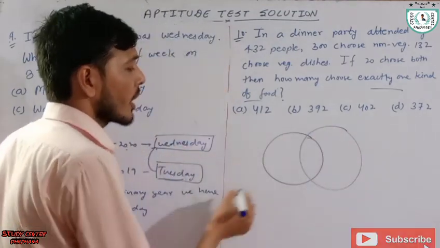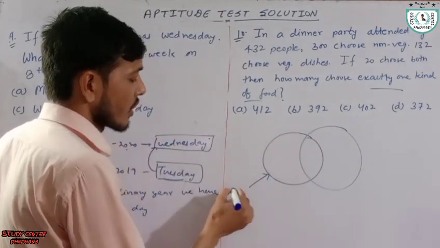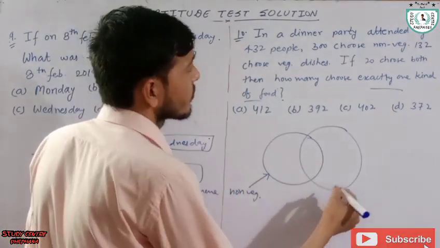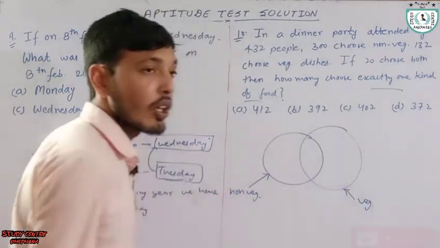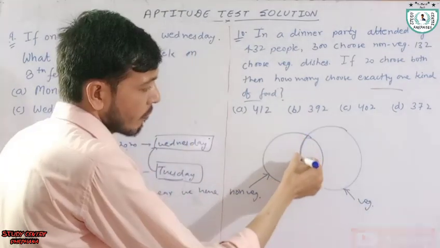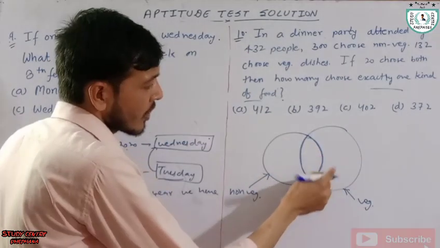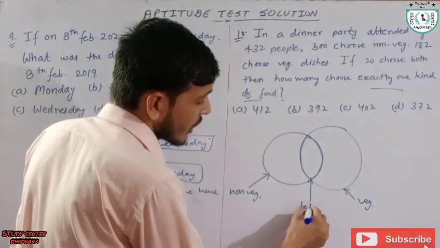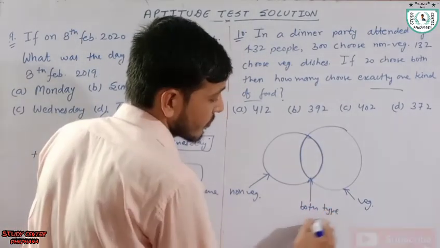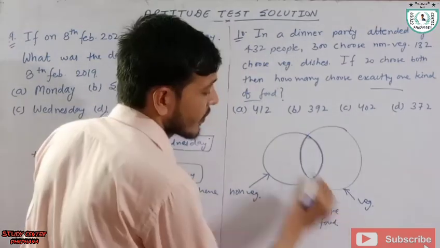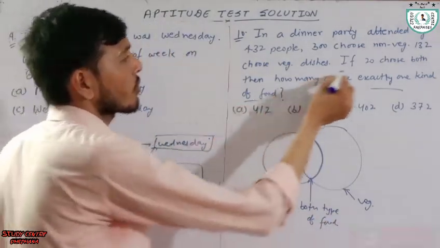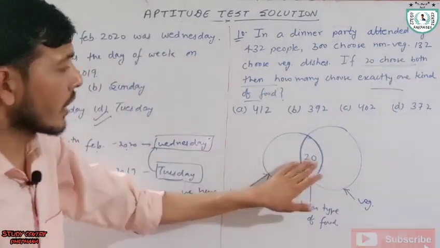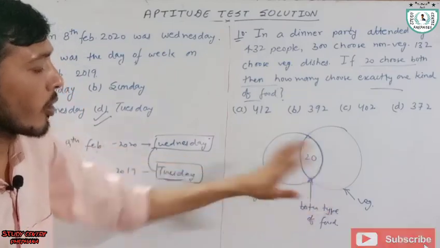In this Venn diagram, I can say this box shows non-veg and this box shows veg food. The part in between shows both types of food. Now in this question it is given that 20 choose both types of food, so I write 20 in between in the diagram, that is both foods.